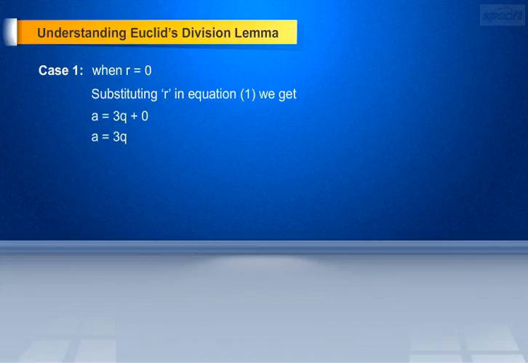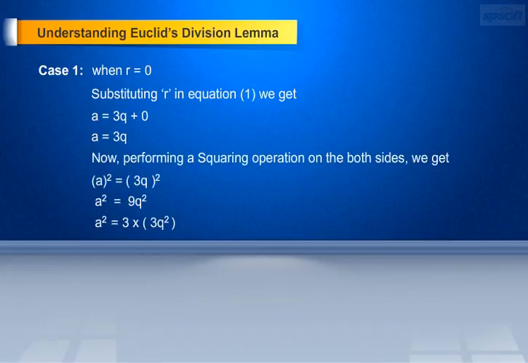Case 1. When r equals 0. Substituting r in equation 1, we get a equals 3q plus 0, a equals 3q. Now, performing a squaring operation on both sides, we get a square equals (3q) whole square, a square equals 9q square, a square equals 3 into 3q square, a square equals 3m, here assuming m equals 3q square.